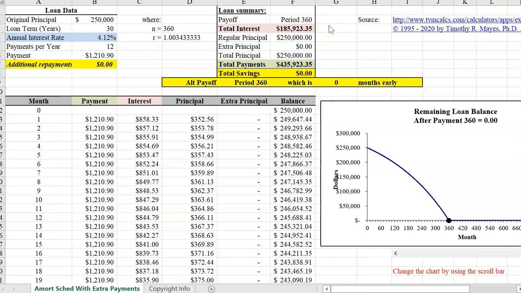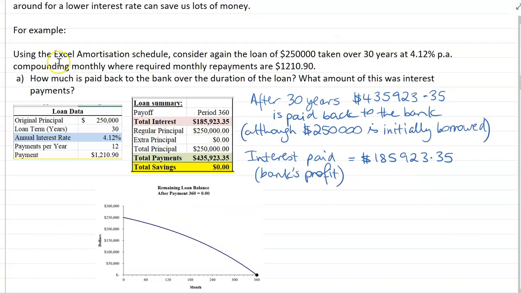So you can see that when these financial institutions loan you the money, they make a heck of a lot of profit out of every loan they make. Okay, so to answer the question, I've just pasted over some essential parts from the spreadsheet. So I've put in the loan data just to confirm what we're looking at and the relevant loan summary information. So I've just written after 30 years, the amount that we're paying back the bank and the interest paid.